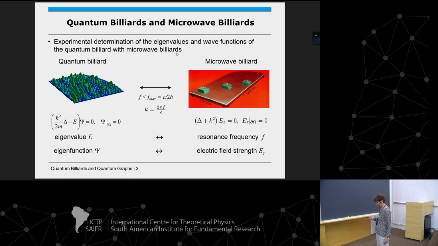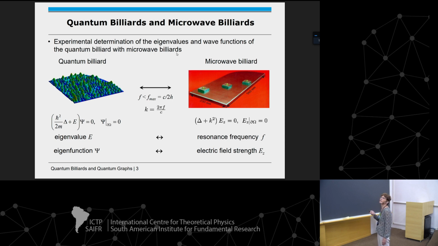As I mentioned, I was working in Darmstadt for 15 years. It's an experimental group. I was there as a theoretician, and they did experiments with so-called microwave billiards. These are flat microwave cavities, resonators, and you can use them to get the eigenvalues and eigenfunctions of a quantum billiard of corresponding shape. So first of all, what is a quantum billiard?